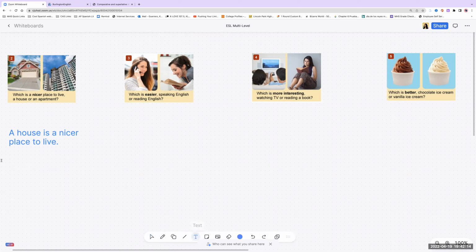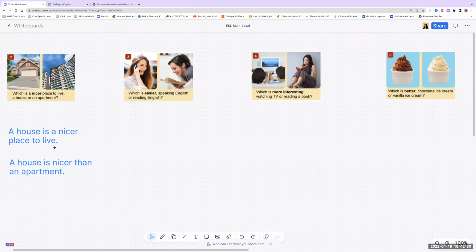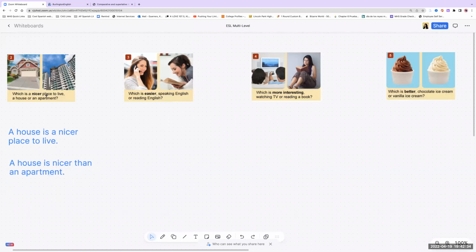okay, so let me go ahead and put this. A house is nicer than an apartment. Okay, again, we have 2 different ones. So if someone says, which is a nicer place to live? Some of you can respond and say house is a nicer place to live, or a house is nicer than an apartment.